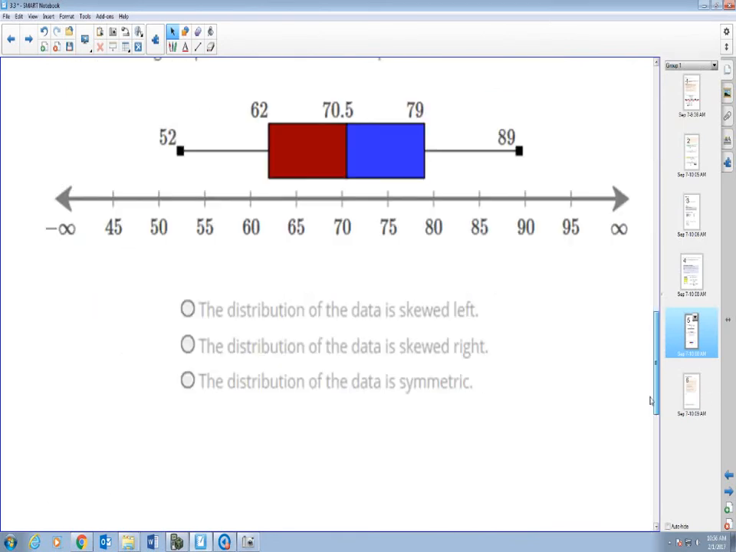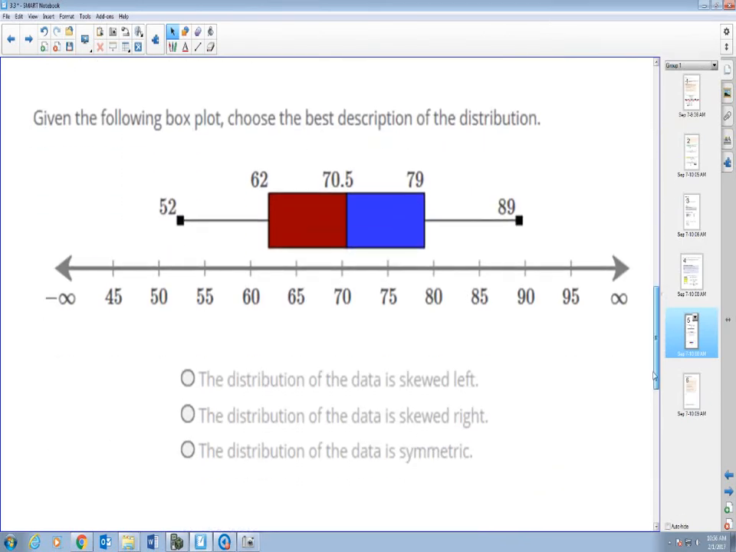All right, let's try some examples here. By looking at this box plot, is the data skewed to the left? That means the tails. Remember, this is about the tails. Does it have more tail on the left, more tail on the right, or is it pretty symmetric? To me, it looked very symmetric, right here in the center of this number line.